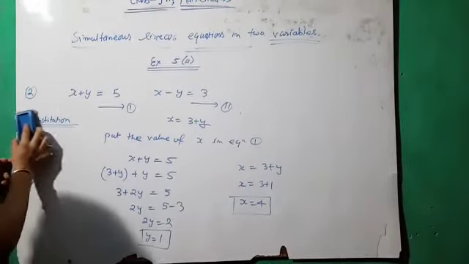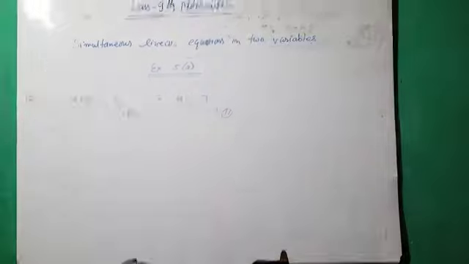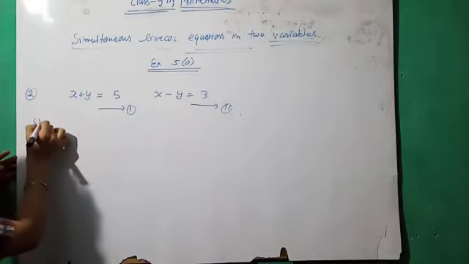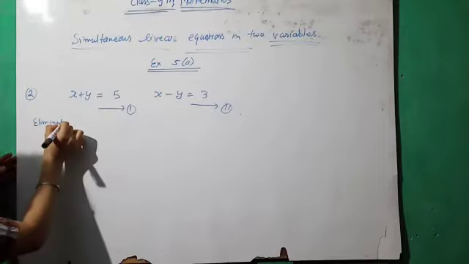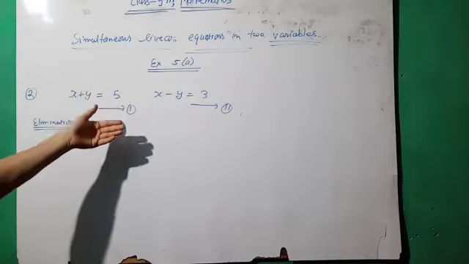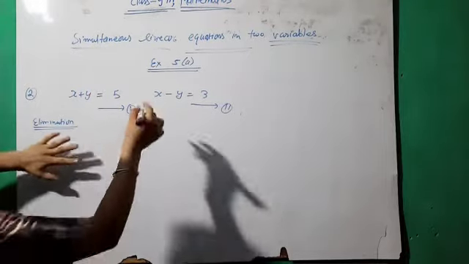Okay, write down this. Next we have the elimination method. Now we deal with the elimination method. The elimination method is again very simple. We have to eliminate either x or y from both of the equations. Then this is very simple.